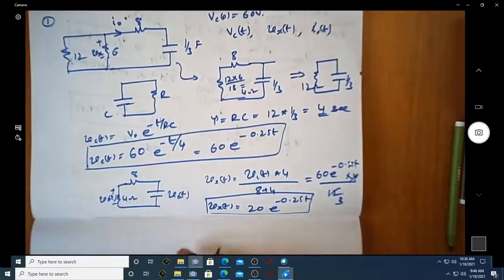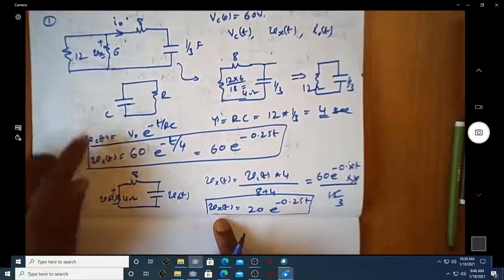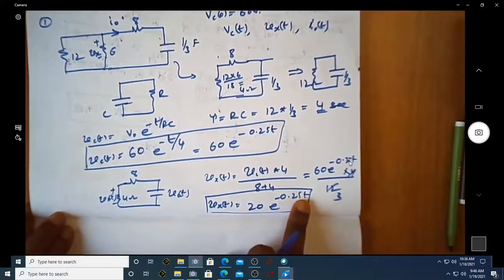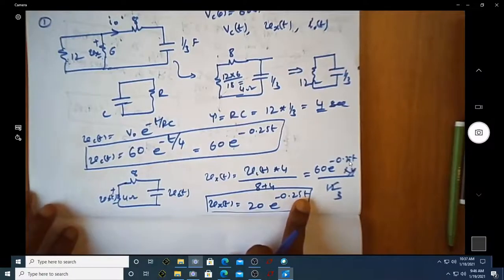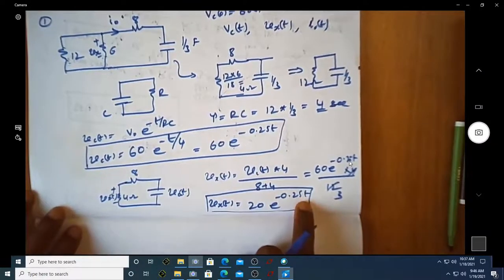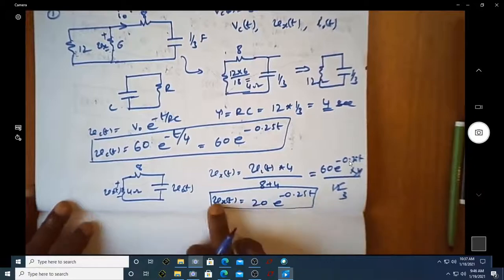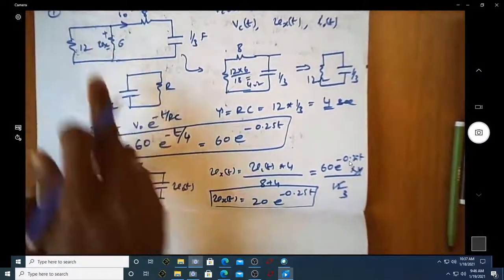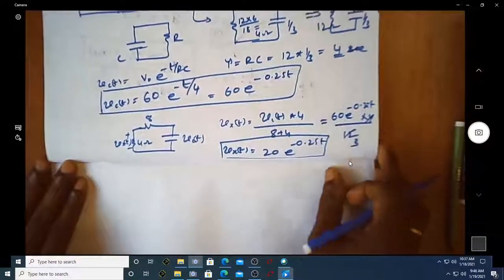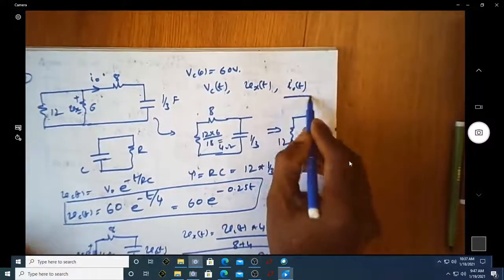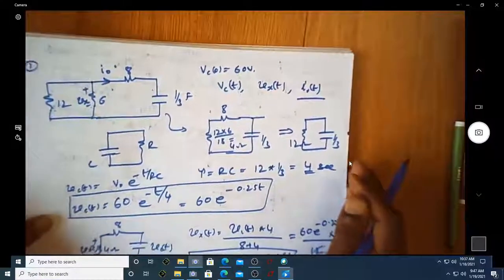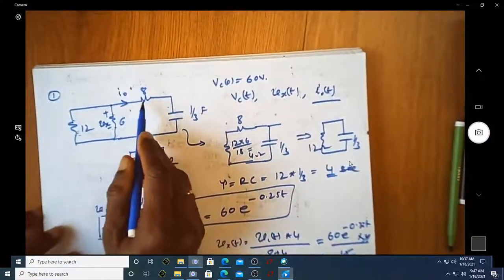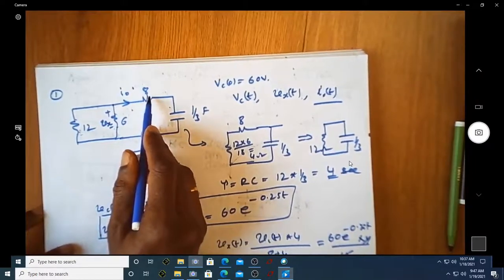If you want to find the value of the voltage across this resistor at 2 seconds, you simply substitute t equal to 2. If you want to find it at 1 millisecond, substitute the value of t as 1 milli. So we can get the expression, or the exact value, of the voltage across the resistor. And then we are asked to find the value of I0. What is the value of I0? I0 is the current that is flowing through the 8 ohm resistor.